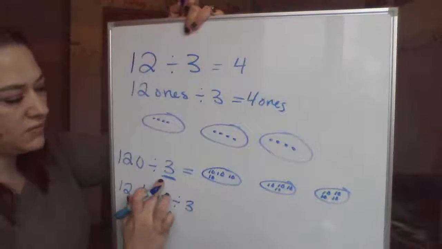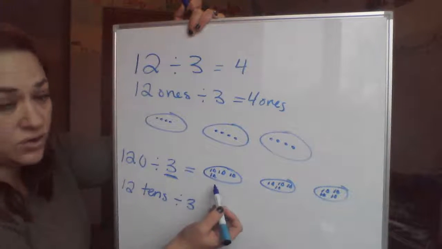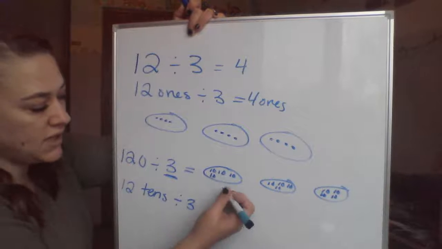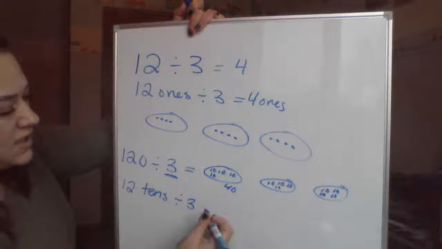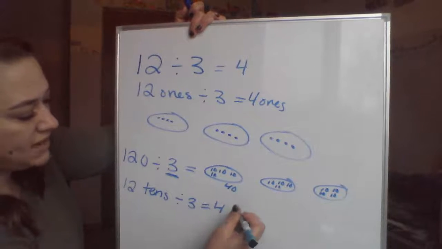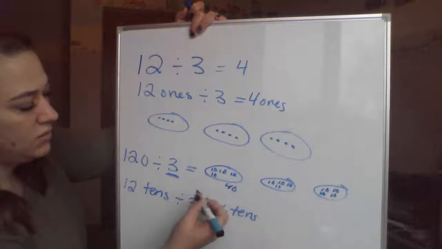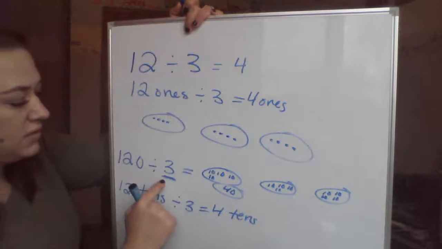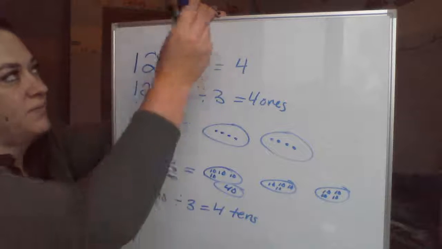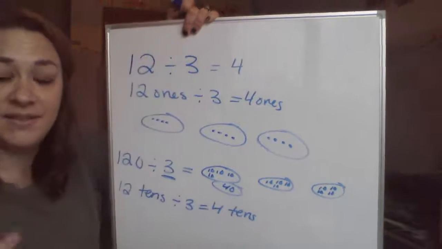So I broke it into 3 groups. How many do we have in each group? 10, 20, 30, 40. So 12 tens divided by 3 is going to give me 4 tens, which we write as 40. So 120 divided by 3 is 40. Sorry about that, guys. We got it now.